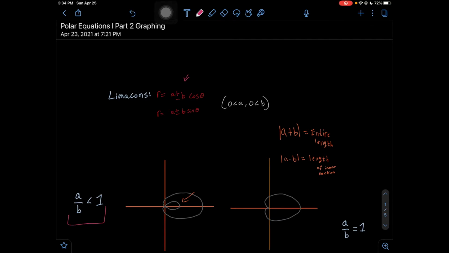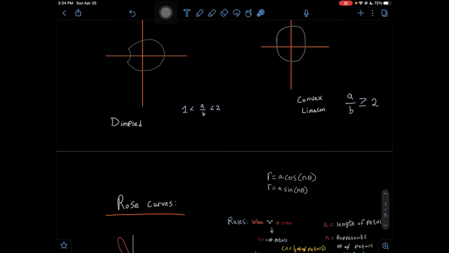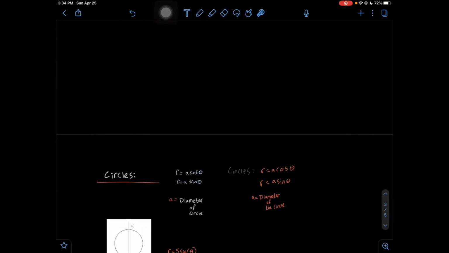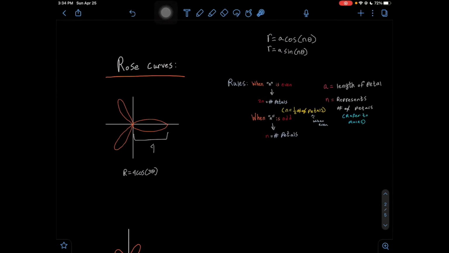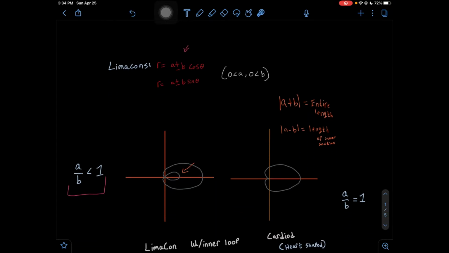In today's video, we'll be going through the process of how to graph polar equations. Well, there are different types of polar curves, those being limaçons, rose curves, as well as circles. Now, let's look at the first one, which is limaçons.